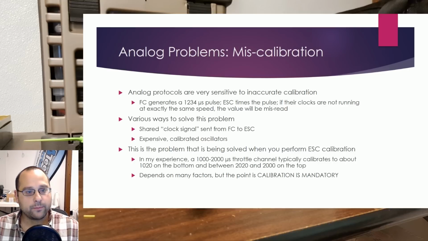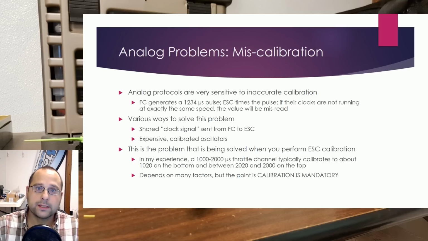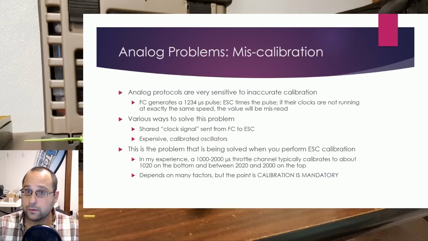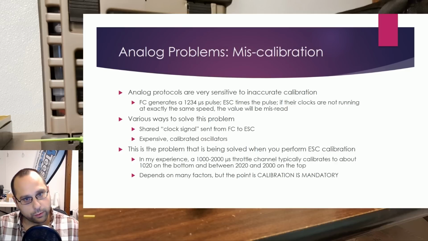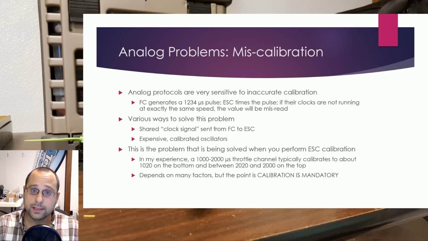That's very expensive. The way that we solve this problem is we do calibration. We perform ESC throttle calibration. So when you raise the throttle all the way and then you plug the battery in and the ESCs do their beeps and then you lower the throttle, you're calibrating the oscillators between the flight controller and the ESC. You're compensating for any difference. If the ESC is running 3% slower than the flight controller, they'll figure that out, and then everything will work fine going forward. But that's not perfect.